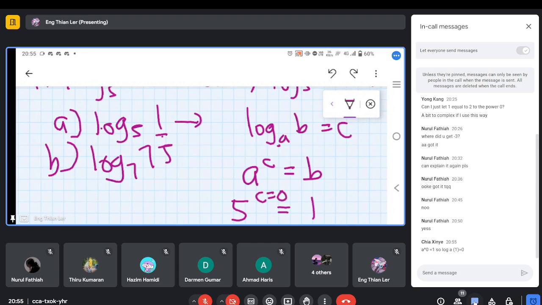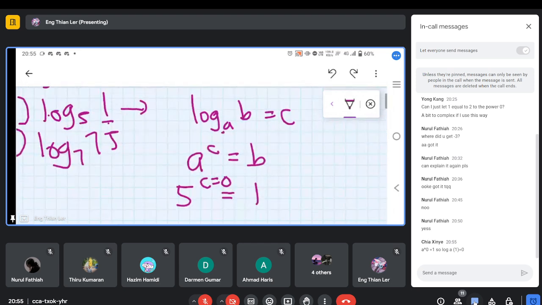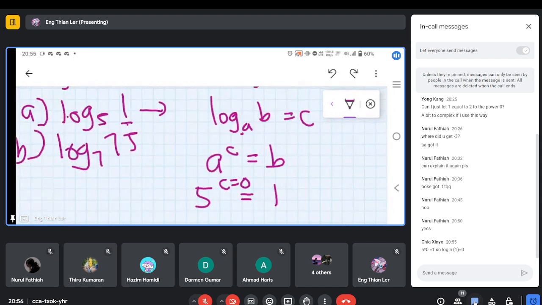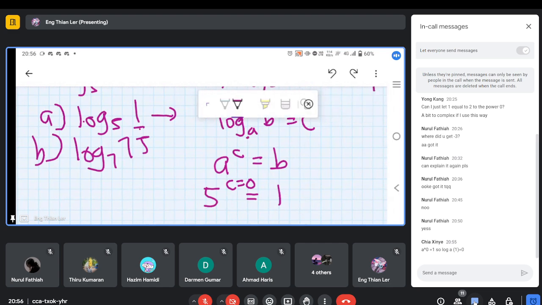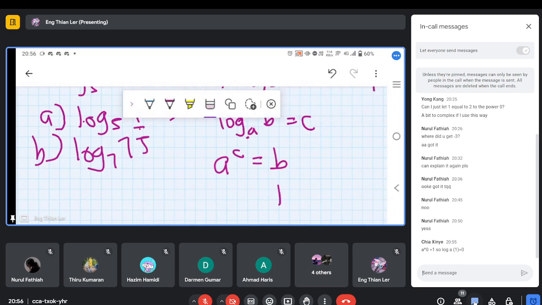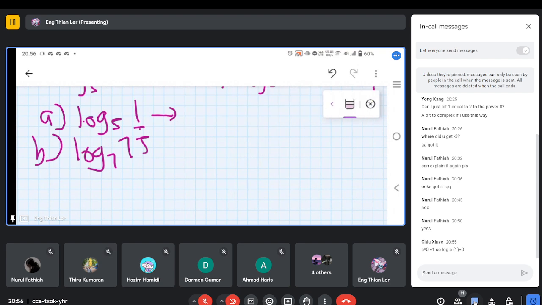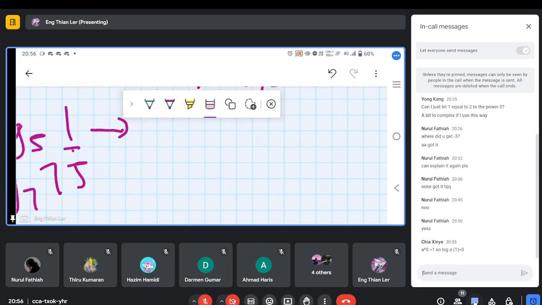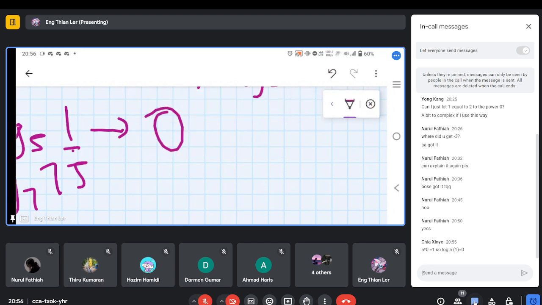So see, 0 becomes the only option when log of anything is 1. No matter base 10, base 12, base 100, anything, it just becomes 0. So we can write this as 0. Okay, so b.